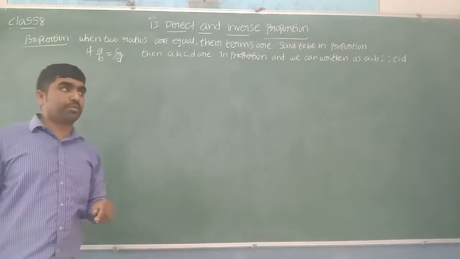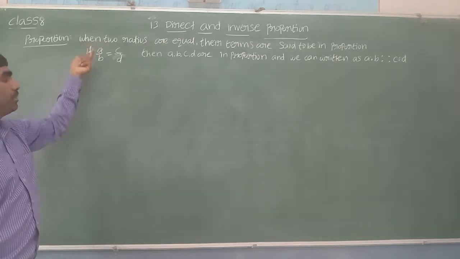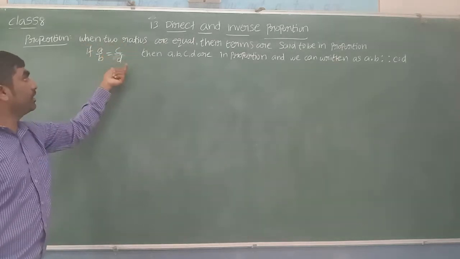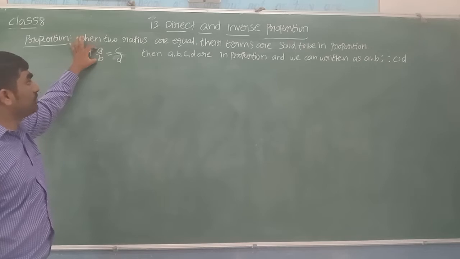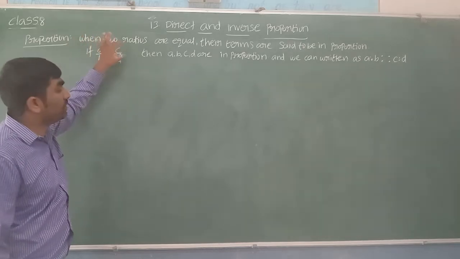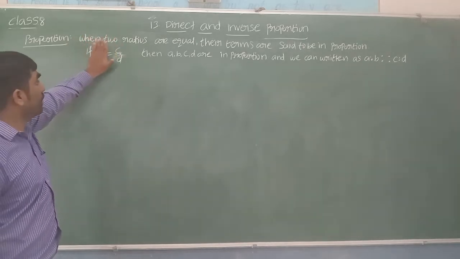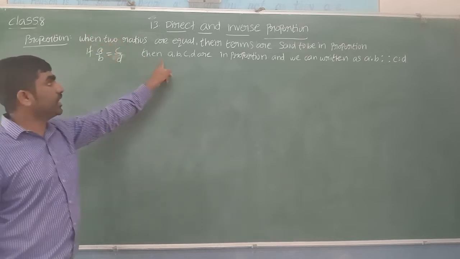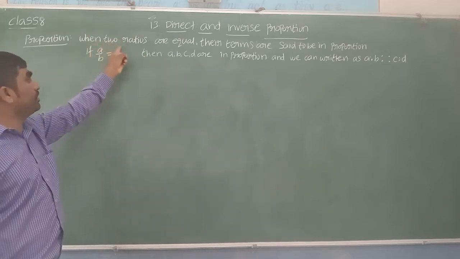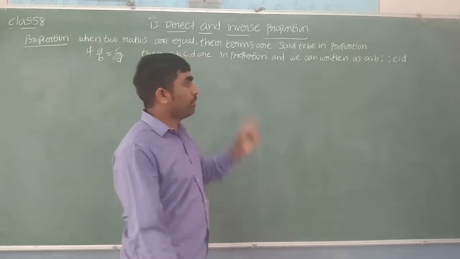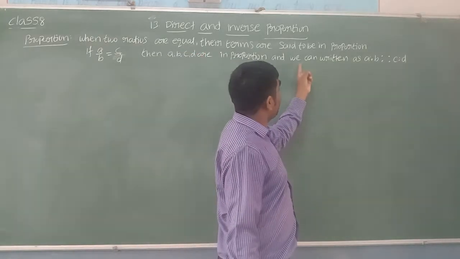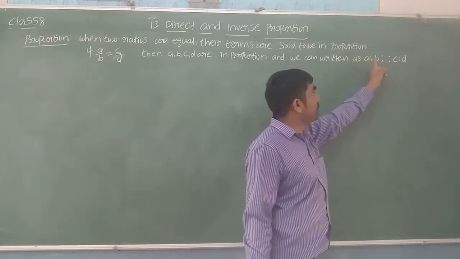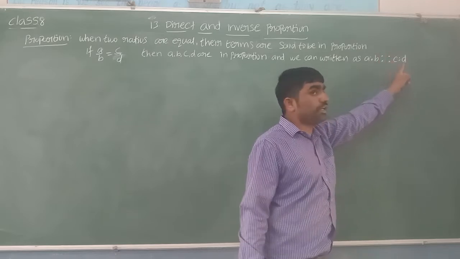are in proportion. Example, A by B, C by D. We are comparing two quantities by division method and two more quantities by division method. If the two ratios are equal, then we can say that the terms involved in the ratio A, B, C, D are in proportion. And how can we write the proportion? It can be written as A is to B is proportion to C is to D.